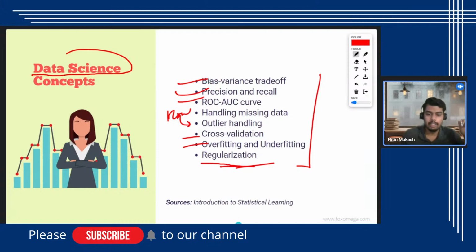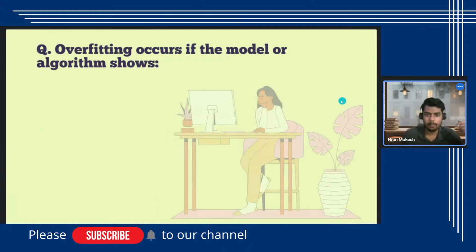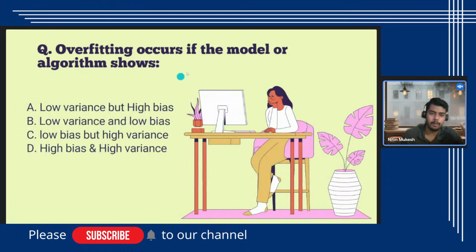This particular book discusses each and everything, from regularization, overfitting, underfitting, bias-variance, precision, recall, everything you will get in the same book. So till now I've discussed two books that can actually help you get statistics plus ML and data science clear. Now I'm going to discuss our next questions with you. If you are aware of the bias-variance tradeoff, help me answer these questions.